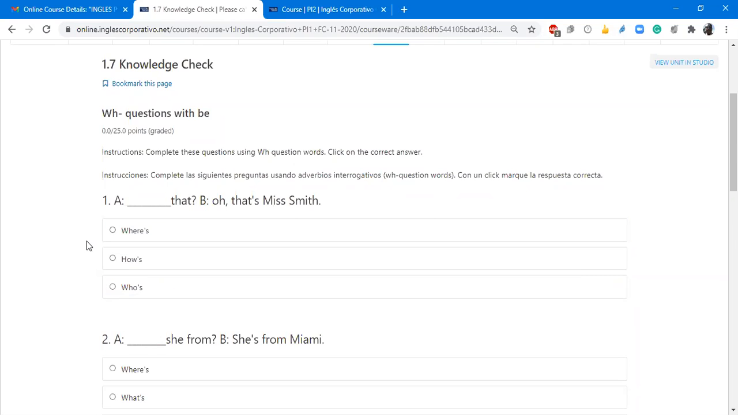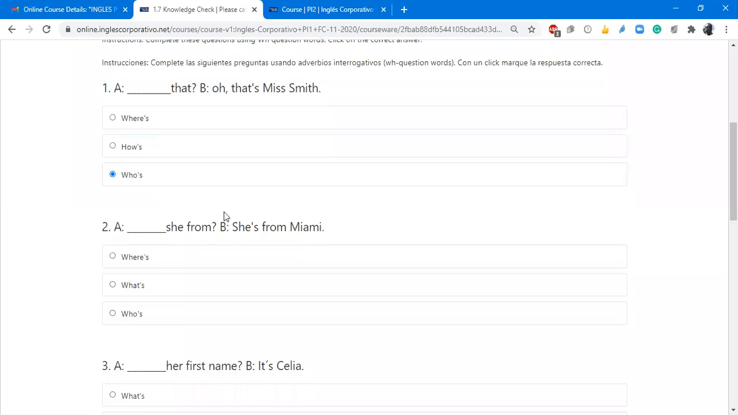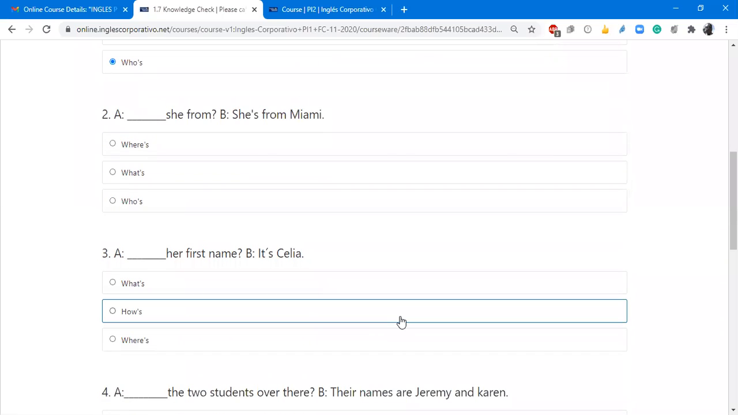What is it in number one? Who's. Okay, this is the contraction of the verb to be, right? Who is? Who is that? This is who and this is how. Then you say whose house? Who's that? Oh, that's Mrs. Smith. Next one.